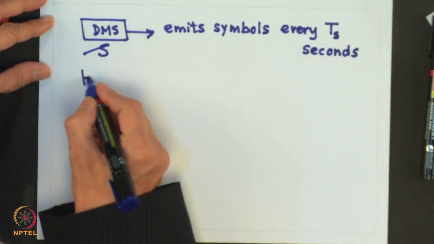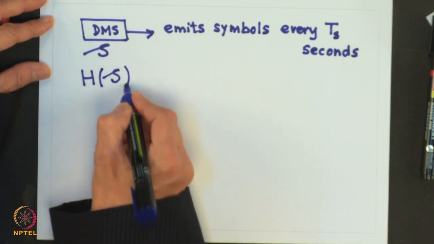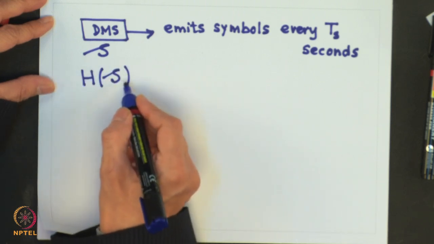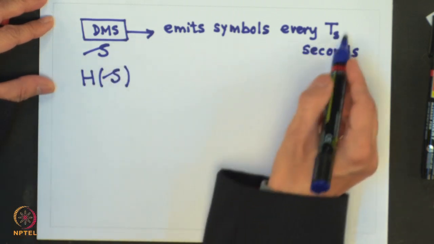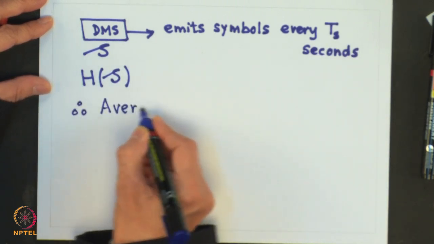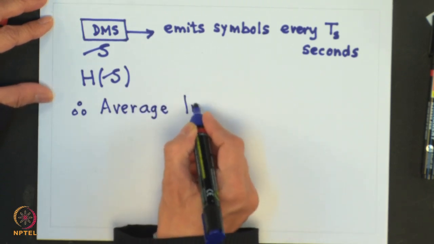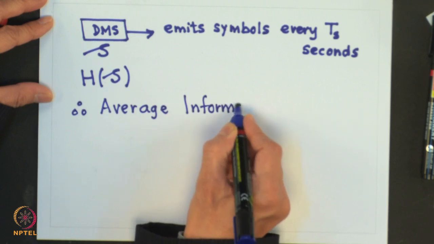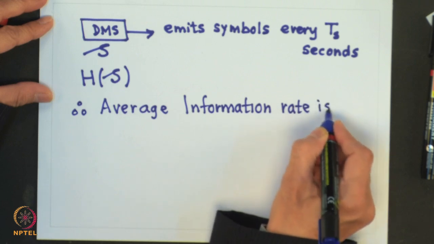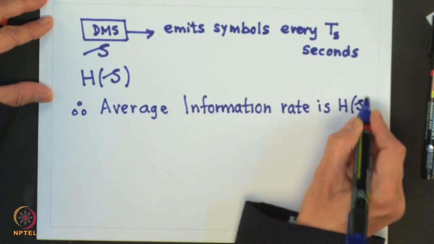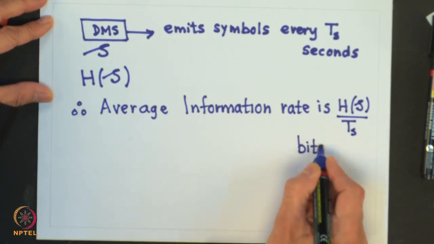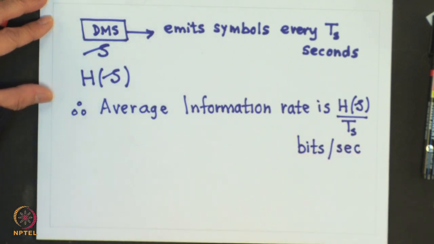So, with this source we will have an entropy associated with it, correct. So, this is the average information which I get per symbol, and every symbol is being emitted every Ts seconds. Therefore, I can say that the average information rate is entropy divided by Ts, and this will give me bits per second.